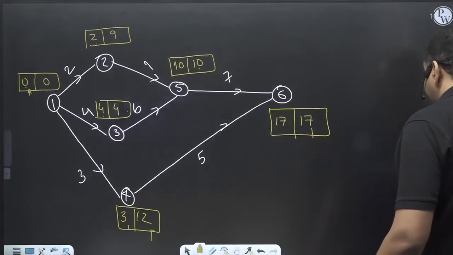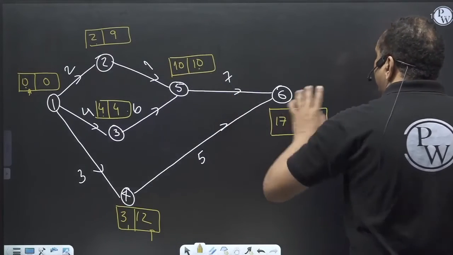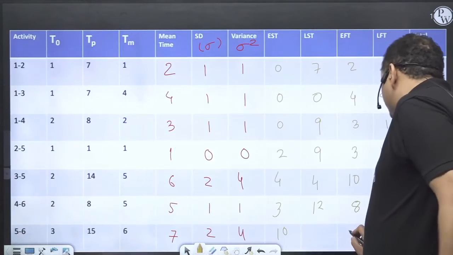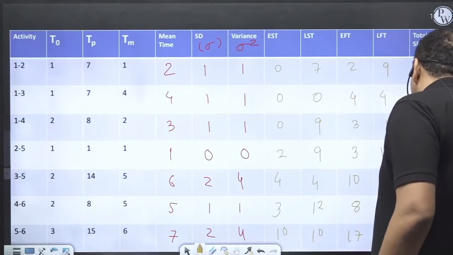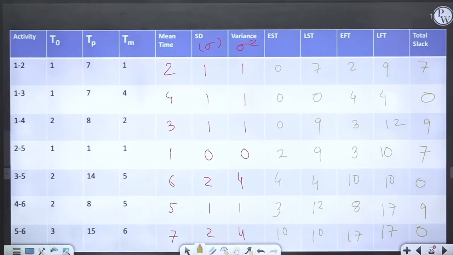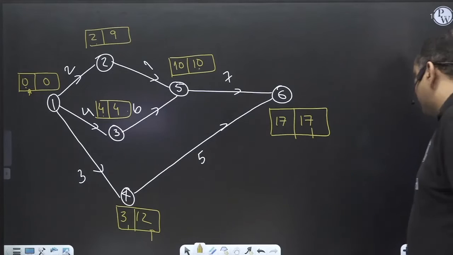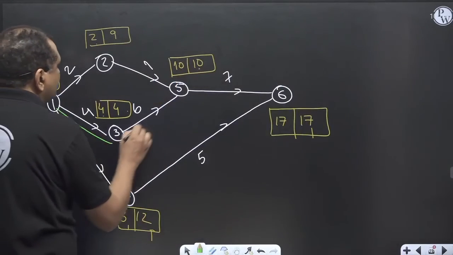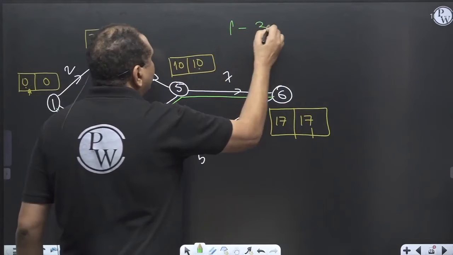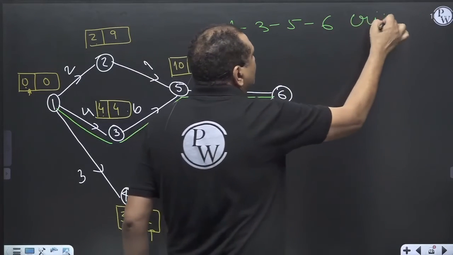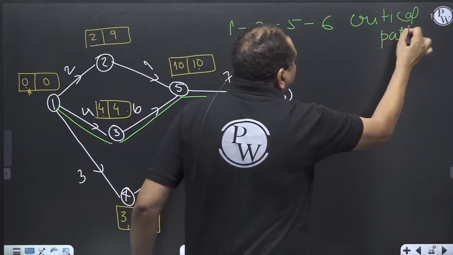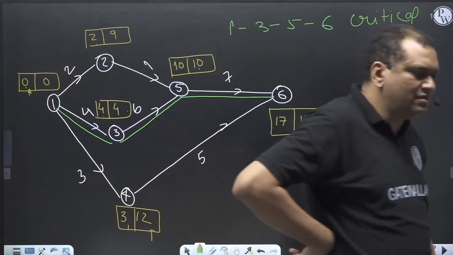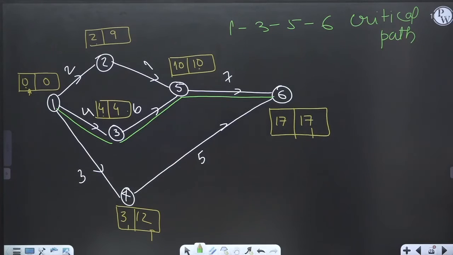5 to 6 is 10 and 17. Mean time is 7. So this is 17, 10. Total slack is 0. Critical activity, critical path will have 0 slack. So this is the critical path: 1, 3, 5, 6 is the critical path. Pretty much it is the same.